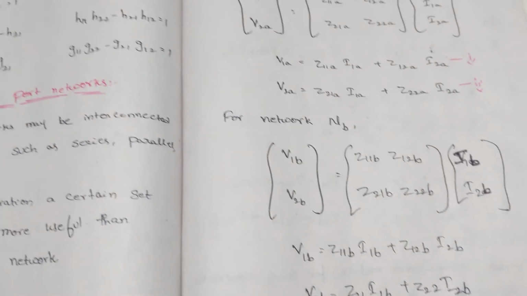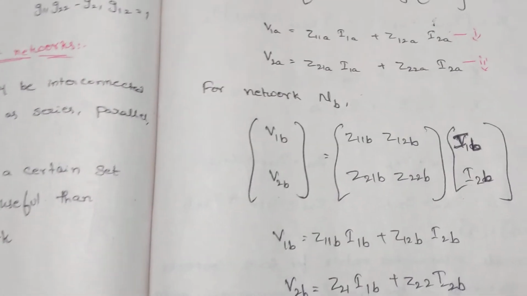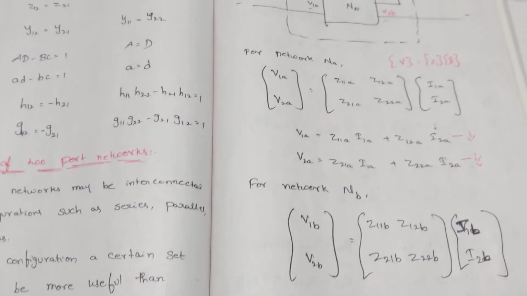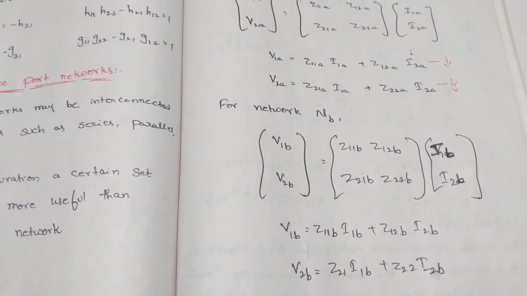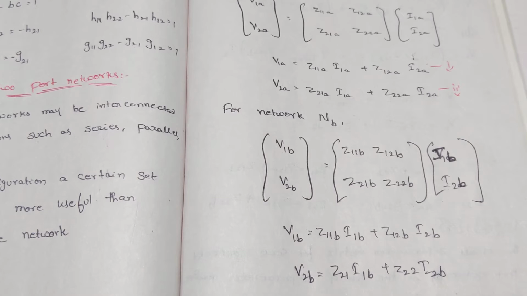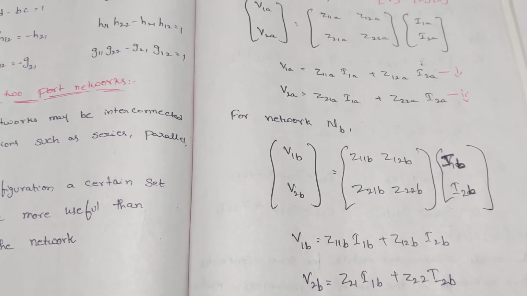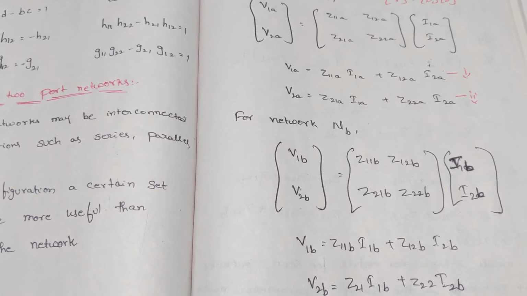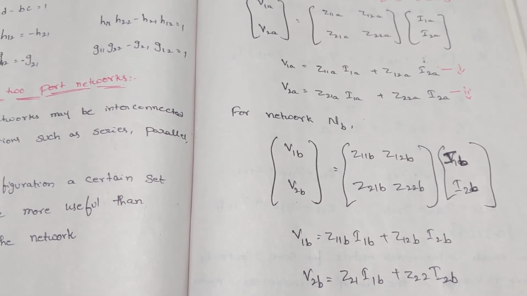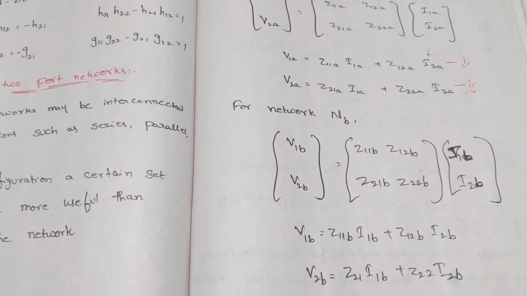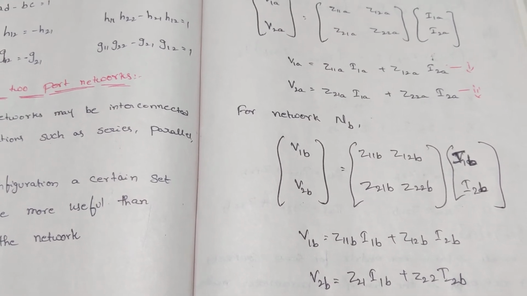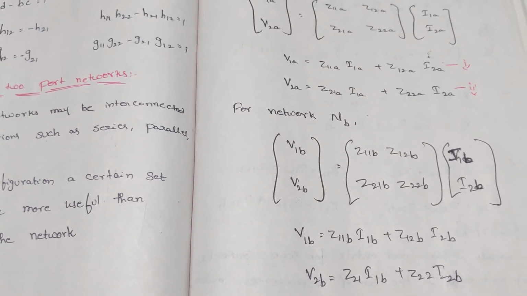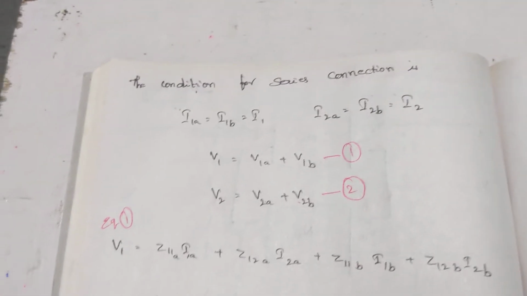Similarly, apply the same thing for your network B, so NB. Here also we are following the same thing. Please understand one point. We are modifying the equation by giving the suffix a for the network NA and suffix b for the network NB. That's it. The rest of the way of expression, all those things, are the same for both network NA and network NB. The only thing is you are using suffix a for network NA and suffix b for network NB. Okay, so now we are writing the conditions.